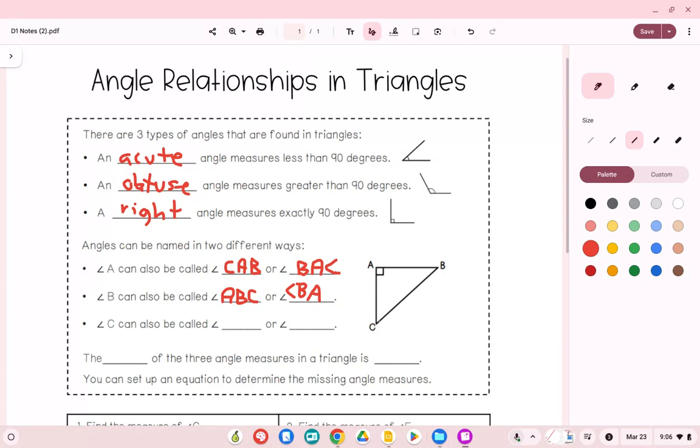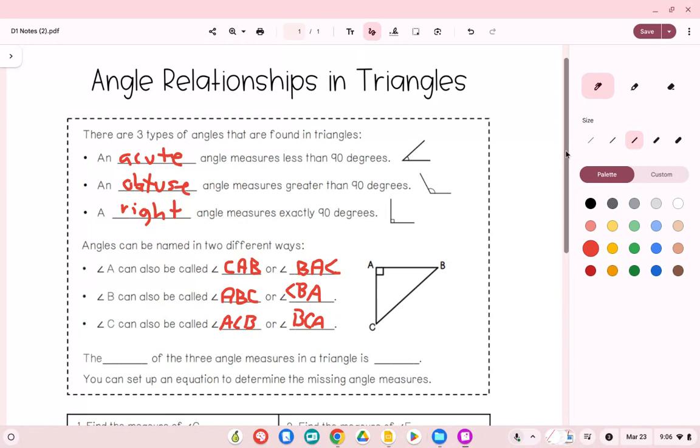And then we got angle C down here. Looks like another acute angle. The full name for angle C could be ACB. C is in the middle. Or reverse it and call it BCA. It doesn't really matter.